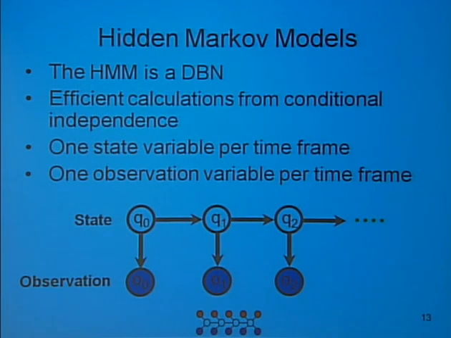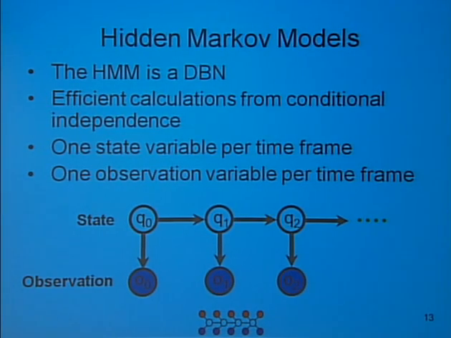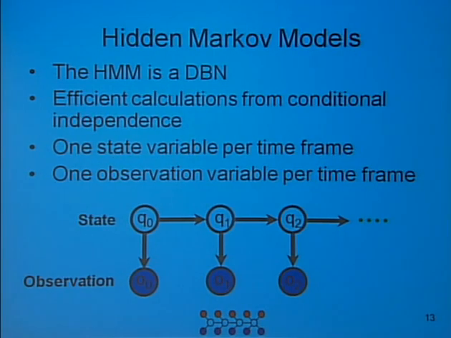So in speech recognition, we're all familiar with the hidden Markov model, or the HMM. The HMM is actually an instance of a DBN, even though DBNs came later. In HMMs, you can do efficient calculations because you have this conditional independence property. Forward, backward, the past is independent of the future, given the present. This particular model has 1 state variable per frame and 1 observation per frame.